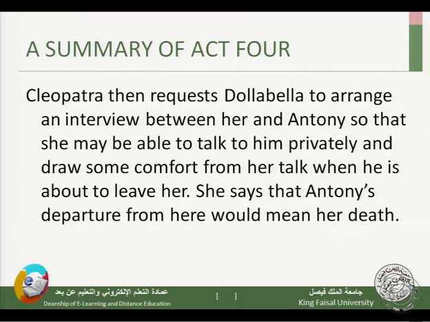Cleopatra then requests Dolabella to arrange an interview. So she asks him to arrange a meeting between her and Antony so that she might be able to talk to him privately and draw some comfort from her talk when he is about to leave her. So as you can see, she is trying to arrange a meeting between her and Antony in order to say the last words to him before leaving. And of course, definitely she has another aim in her mind, which is that she is trying to affect him, to convince him again to change his mind about leaving her. She says that Antony's departure would mean her death. So she believes that if Antony leaves her, she would die.